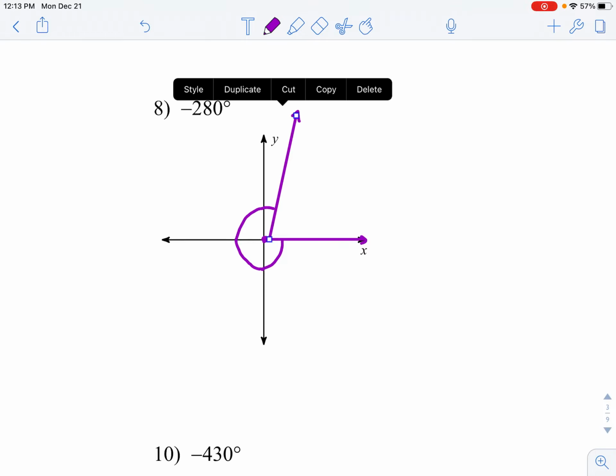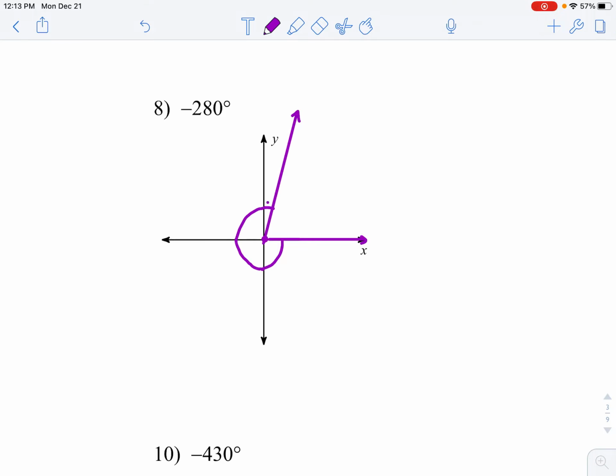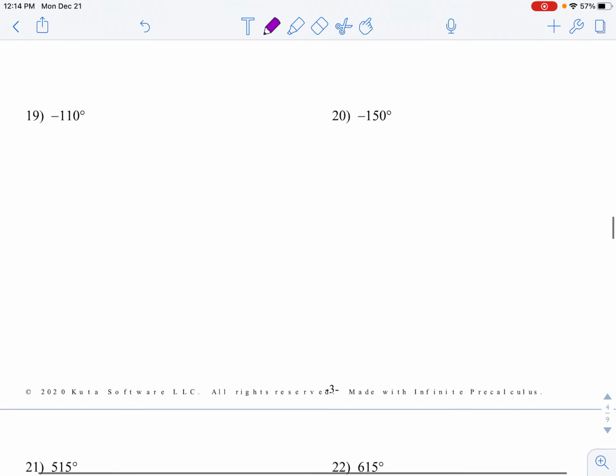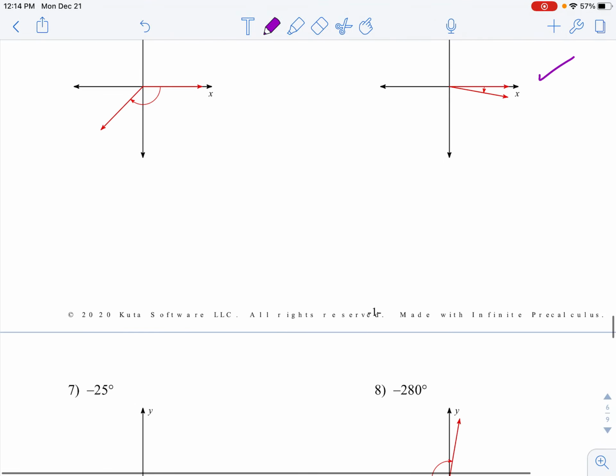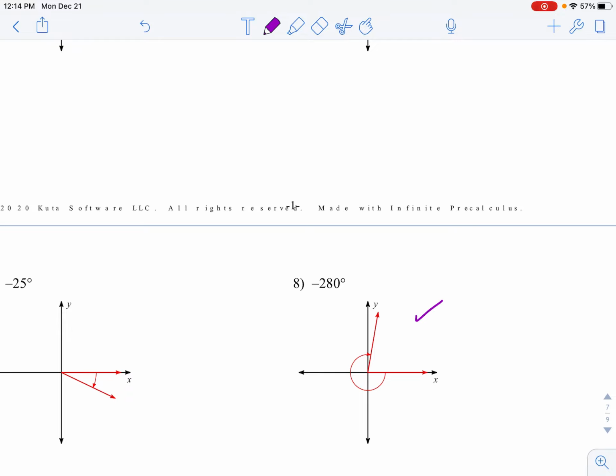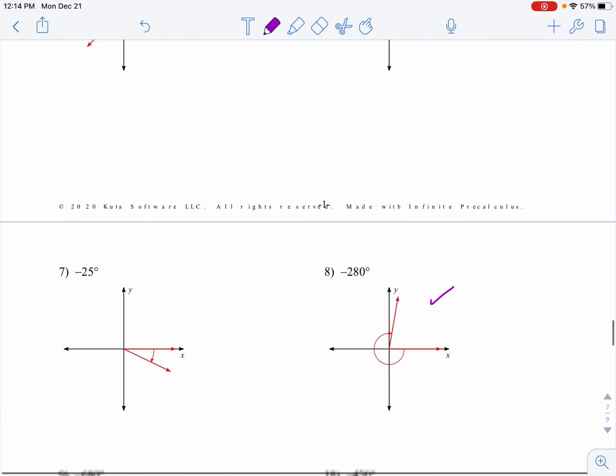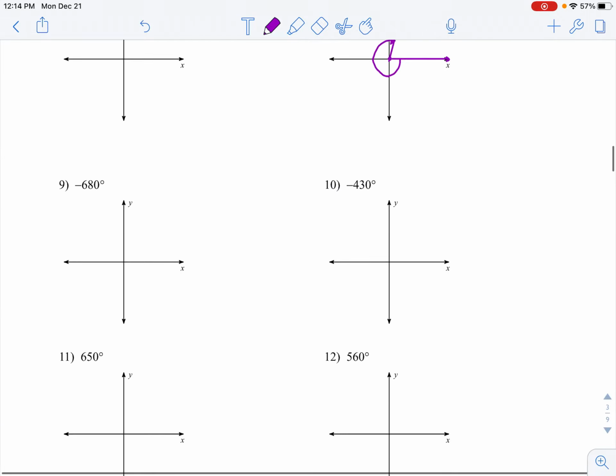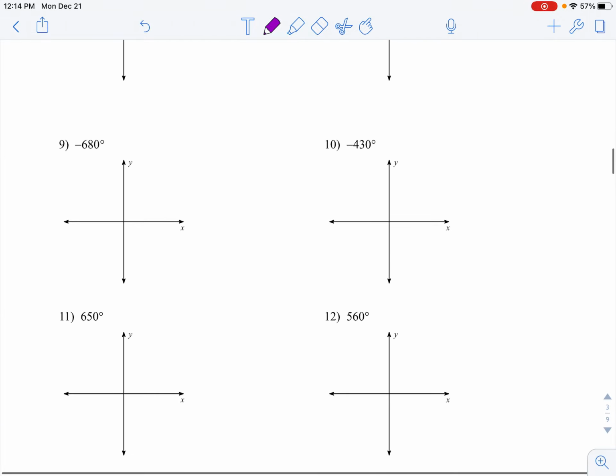And I'm going to call that good enough. Oh, got to put a little arrowhead right there. And that should be it for number 8. Yep, there it is. So hopefully you're getting the idea of how this works, which way positive angles go, which way negative angles go.